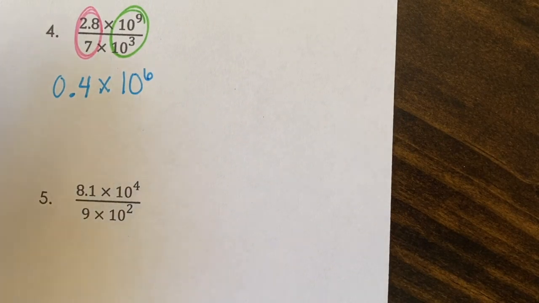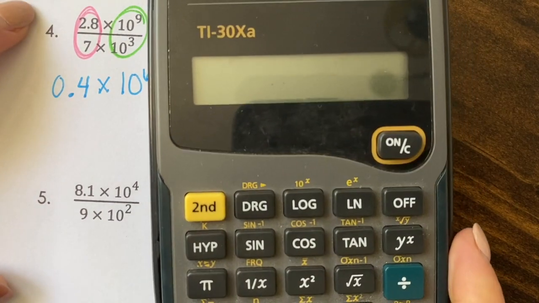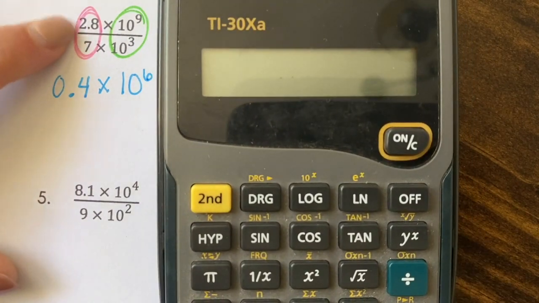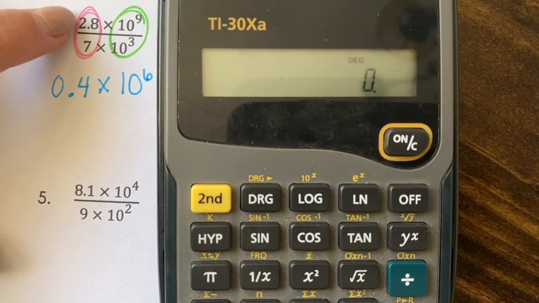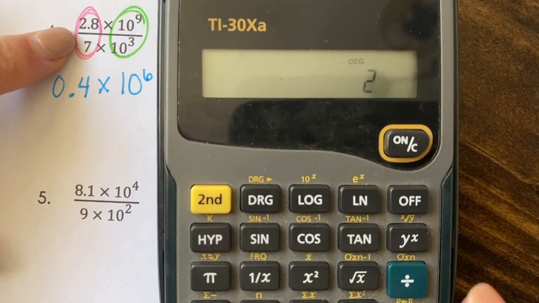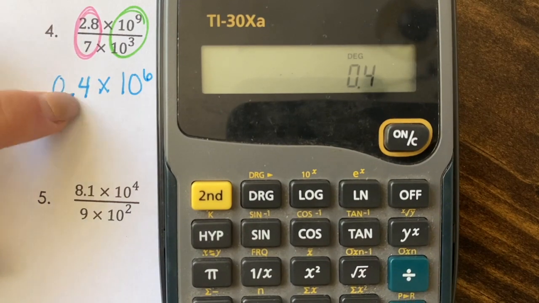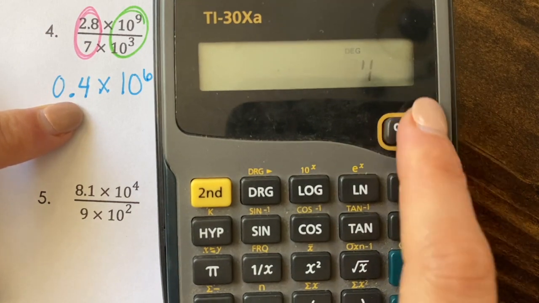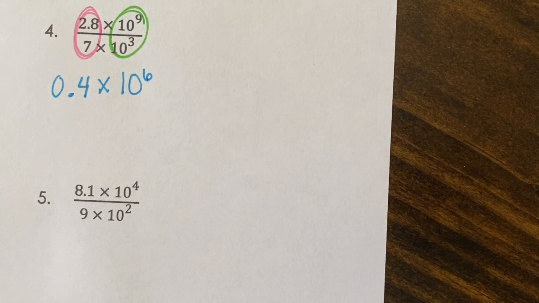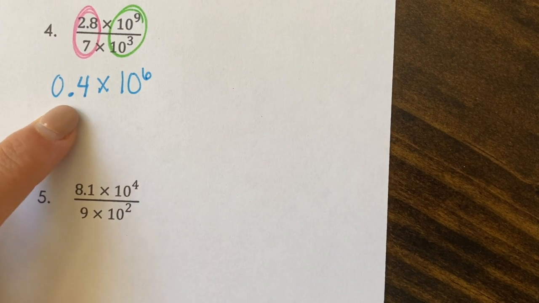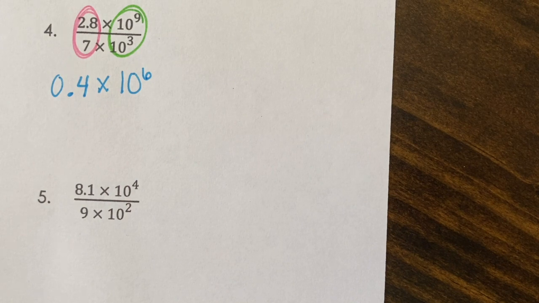If you would like to use your calculator, you can't really use it for this part, for at least most of the calculators that you have, but you can for this part. So 2.8 divided by 7 gives you 0.4. You're more than welcome to do that. All right, so problem. This is not correct scientific notation, because just like 0.5 is less than 1, 0.4 is also less than 1. So it's too small. So this is one of those that we have to do that extra step.